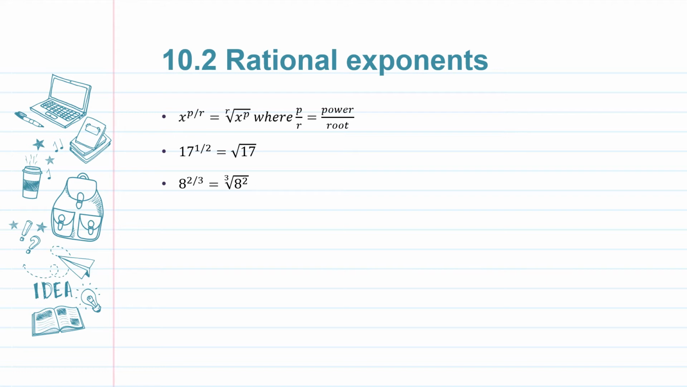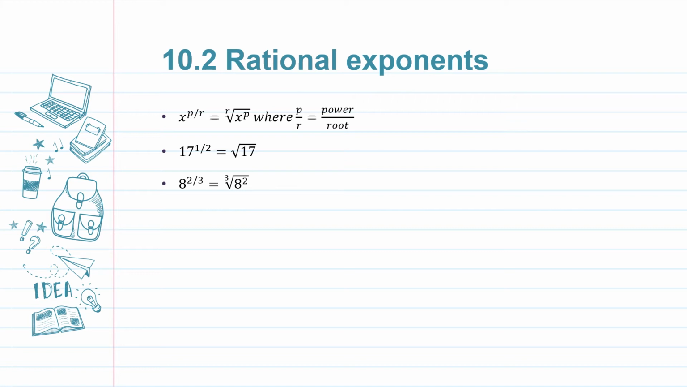And the way you would write that in radical form is the r-th root of x to the p power, where p over r is equal to power over root. I know most textbooks don't show it that way, but that's the way I always like to teach it because it's a good way to remember it. Mnemonic device, p over r: p for power, r for root. So it's power divided by root.